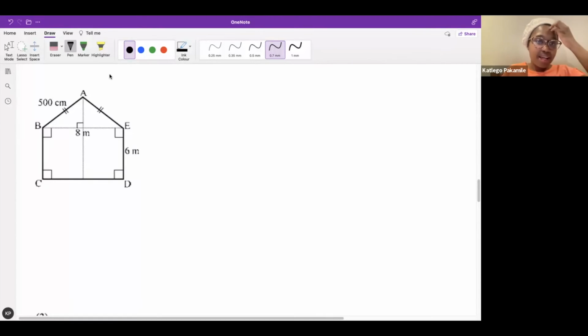Okay, guys. So now we're going to do compound shapes. That just means the shapes that you know put together. It's the shapes that you know put together. So what two shapes are we seeing here? What two shapes have we here?